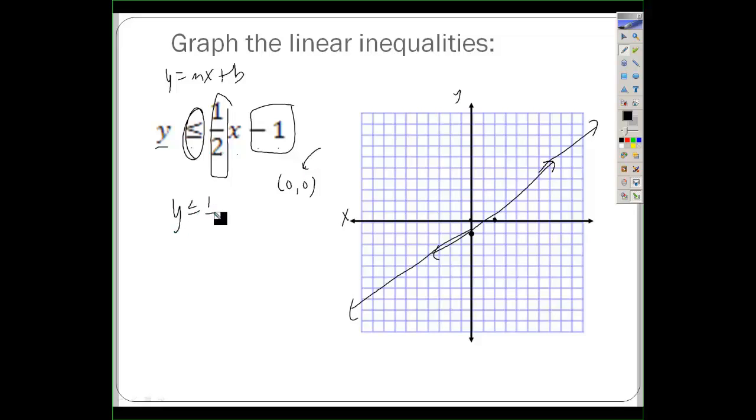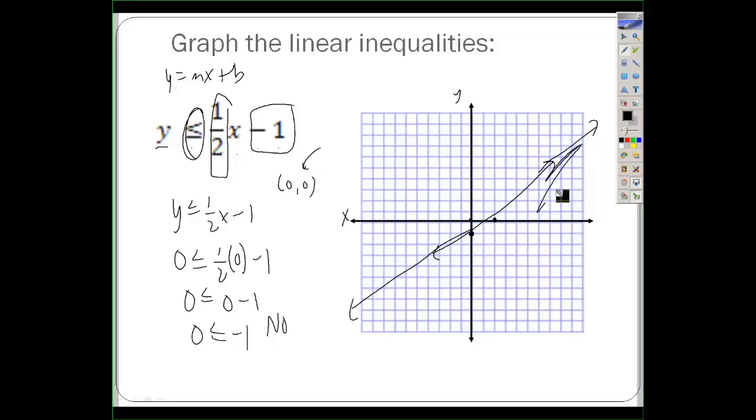So y is less than or equal to 1/2 x minus 1. I need to know, is 0 less than or equal to 1/2 times 0 minus 1? 0 is less than or equal to 0 minus 1. 0 is less than or equal to -1. That is not true. No, it's not a solution. So this coordinate right here is not a solution. So nothing, I'm going to generalize, nothing on the top is a solution. Therefore, everything on the bottom must be a solution. So you need to shade in anything below your graph.